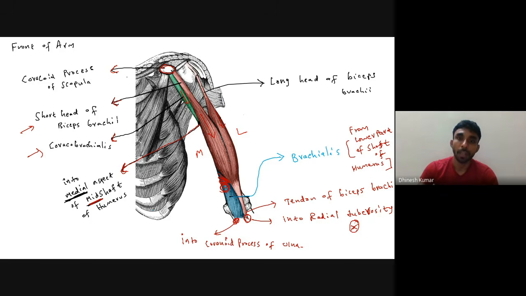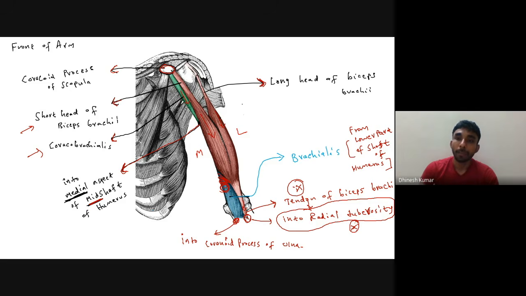Fine. Then, what about the short head? After arising from the coracoid process, it joins with the long head of biceps brachii to form the muscle belly, and finally, as I told, the tendon of biceps brachii will get inserted into the radial tuberosity.